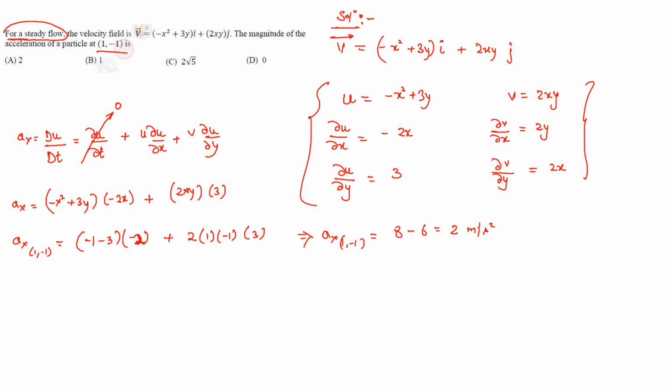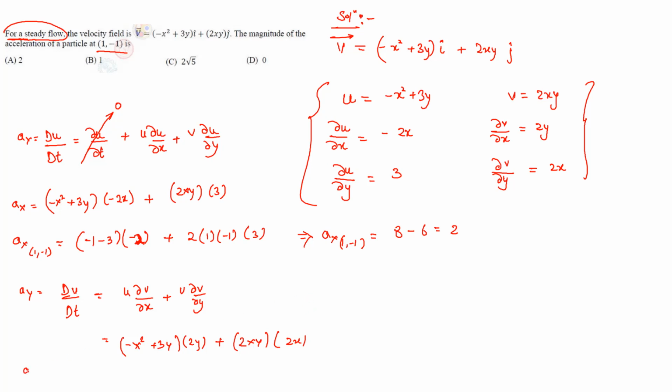Maybe we don't need to write the units because they have not explicitly told us which units these are, but you get the point. Similarly, for ay, you can write the formula again. Now I will not write the local term because the flow is steady, and we can just say that this would be u partial v partial x plus v partial v partial y. Now again substituting, so this will be minus x square plus 3y times dv dx, which is 2y, plus 2xy times 2x.